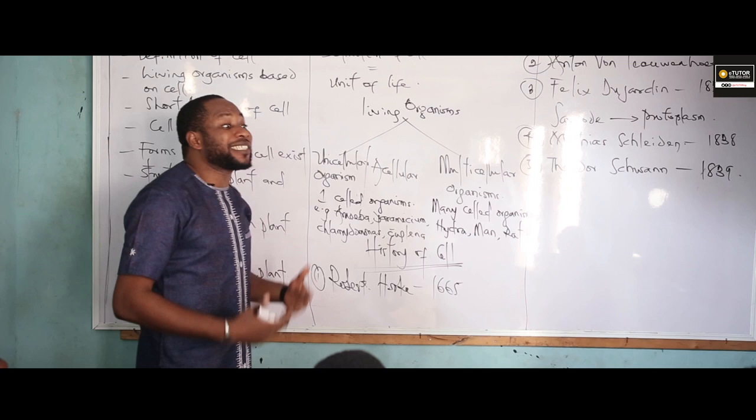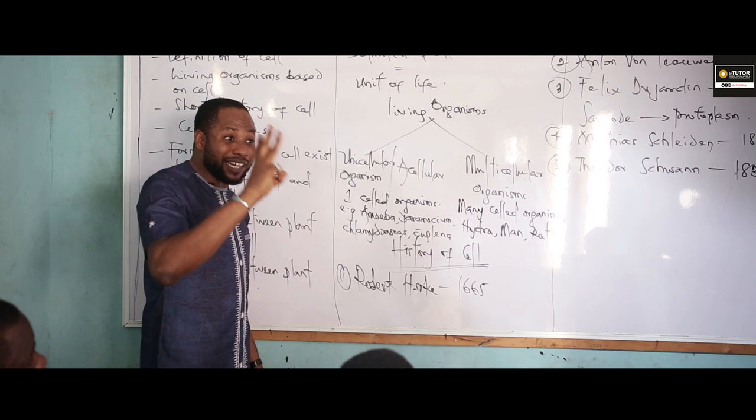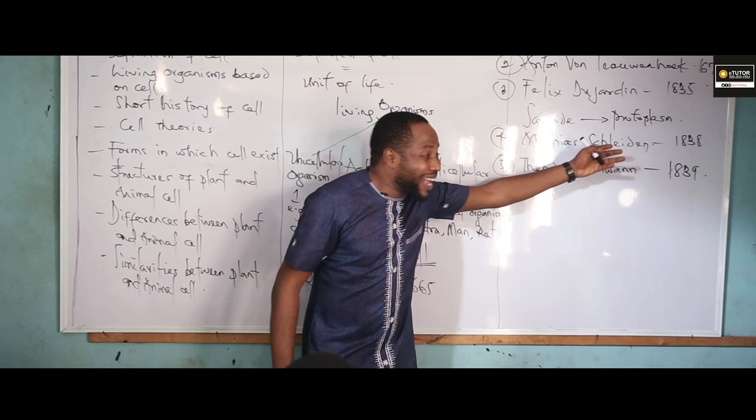Initially, the cell theory that you are seeing, the five-part cell theory, initially it was three. Are you getting me now? The first three-part cell theory was propounded by Matthias Schleiden and Theodor Schwann in the year 1839. Are you getting me now?